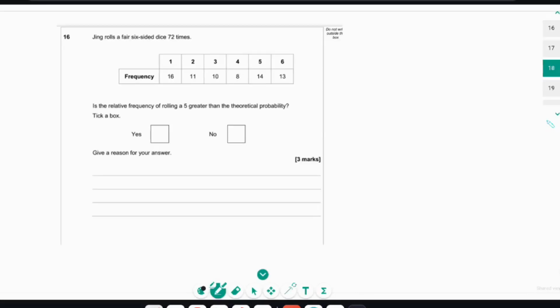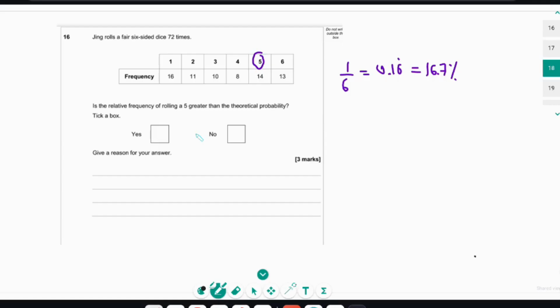Question 16. Jing rolls a fair six-sided dice 72 times. Is the relative frequency of rolling a 5 greater than the theoretical probability? The theoretical probability of rolling a 5 is 1 out of 6, which as a decimal is 0.16 recurring, and as a percentage is 16.7%.